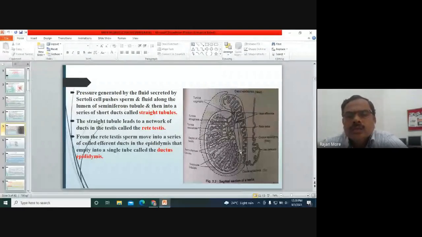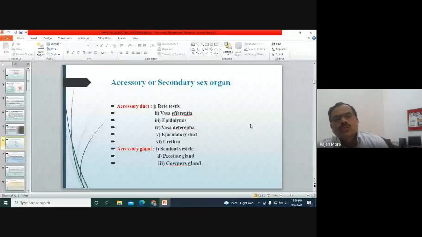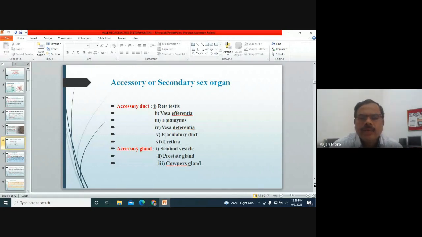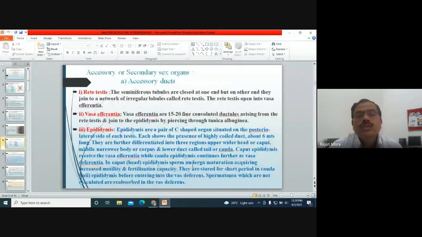The sagittal section of the testis, that is the internal structure of the testis, along with the seminiferous tubules, then the coverings of the testis, the caput and cauda epididymis, and how the vasa efferentia is converted into the vas deferens. The accessory or secondary sex organs include the accessory ducts and the accessory glands. Accessory ducts include the rete testis, vasa efferentia, epididymis, vas deferens, ejaculatory duct, and finally the urethra, which passes to the urinary organ. And the accessory glands are three glands: seminal vesicle, prostate, and Cowper's gland.